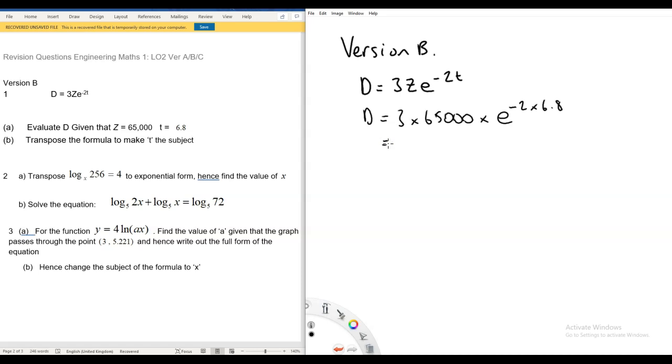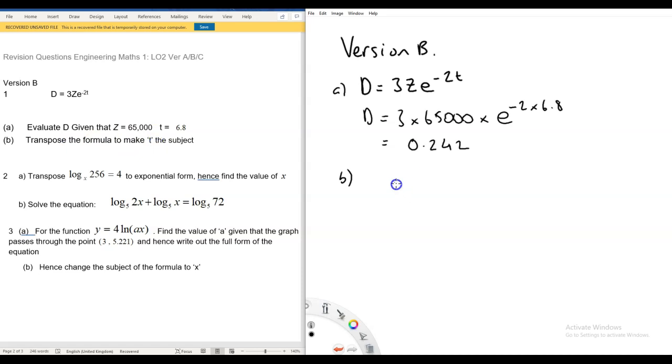Just go for it. Like 3 times 65,000 times shift ln, which brings up e. Negative 2 times, literally type it as it's written, don't stop, just keep going with that, equals 0.241. There, 0.242.